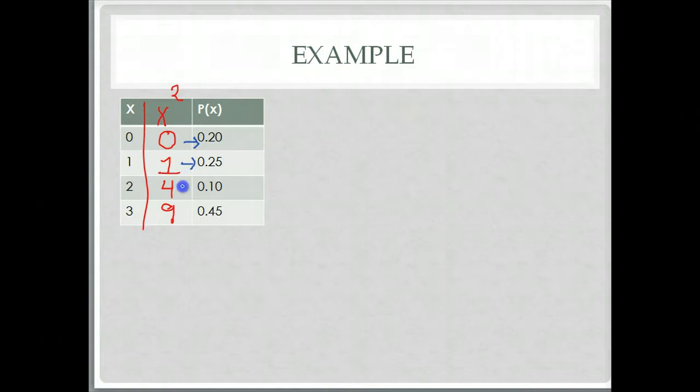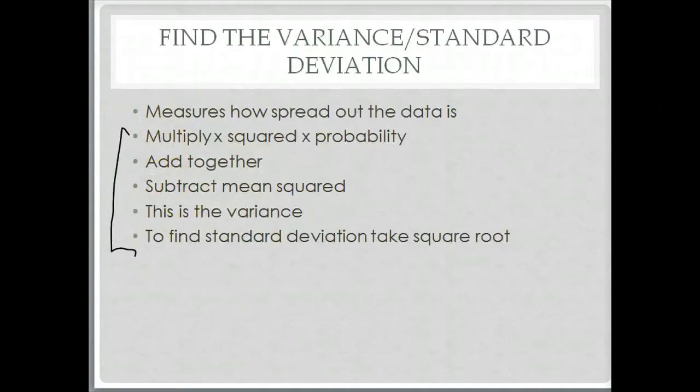I'm going to then multiply these by my probabilities. 0 times anything is 0. That's an easy one. 1 times anything is itself. 4 times 0.1 is 0.4. And 9 times 0.45 is 4.05. Let's go back and look at my steps for a moment. Multiply x squared, or the event squared, times the probability. Did that. Add them together.